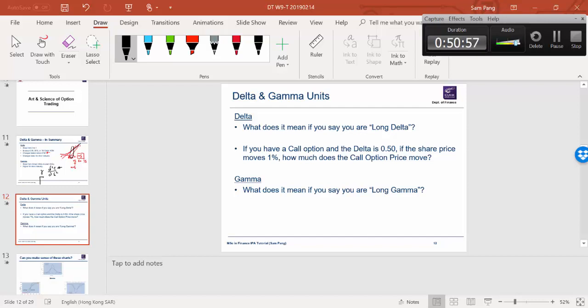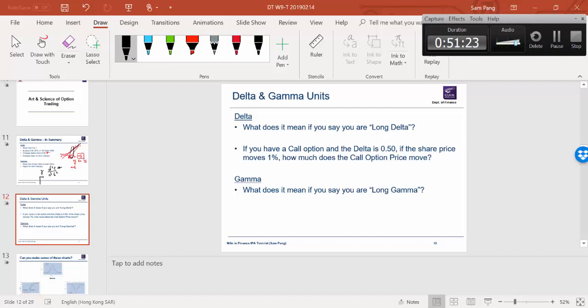That is when you are delta neutral. Okay. If you are an option trader and your boss comes to you and says, Ziham, what is your delta position? Are you long delta, short delta, or delta neutral? Okay. So already your boss has given you a multiple choice, okay?